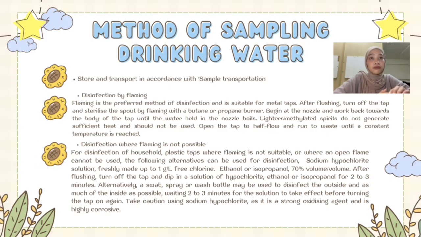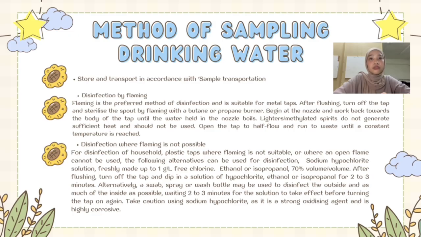Now, let me explain about disinfection by flaming. Flaming is the preferred method of disinfection and is suitable for metal taps. After flushing, turn off the tap and sterilize the spout by flaming with a butane or propane burner. Begin at the nozzle and work back towards the body of the tap until the water held in the nozzle boils. Lighters or methylated spirits do not generate sufficient heat and should not be used. Open the tap to half flow and run to waste until a constant temperature is reached.